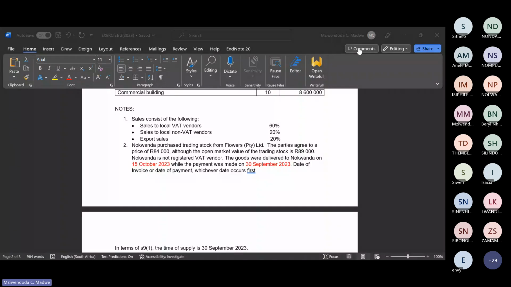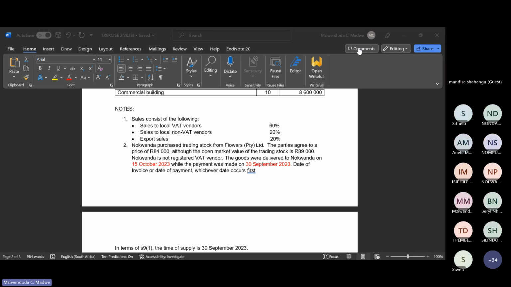Okay, so section 9, subsection 2 reads as follows. It says that the supply of goods or services shall be deemed to take place where the supplier and recipient are connected persons. Number 1, at the time, can I please take?